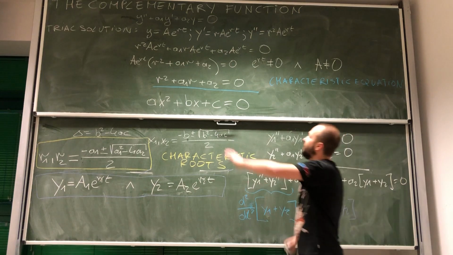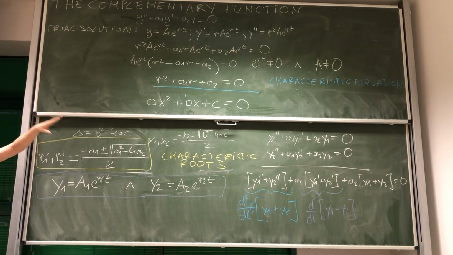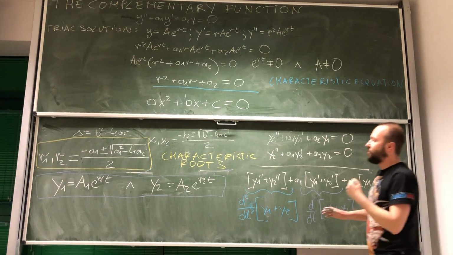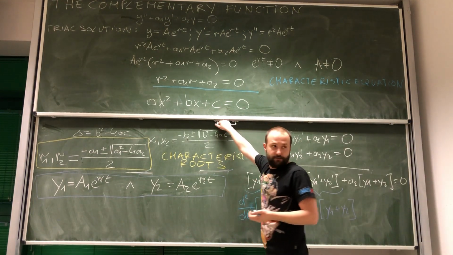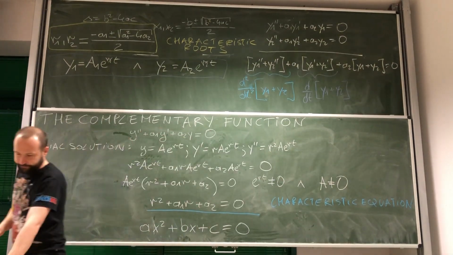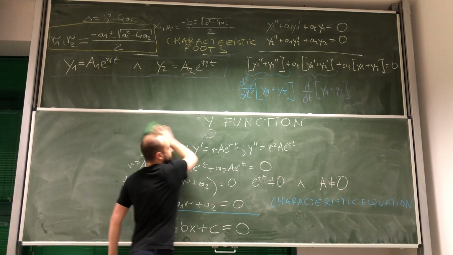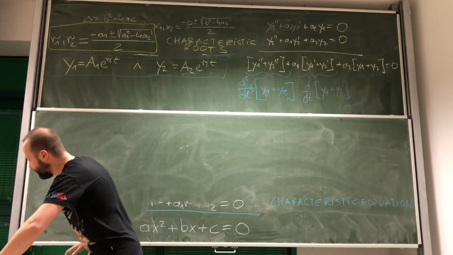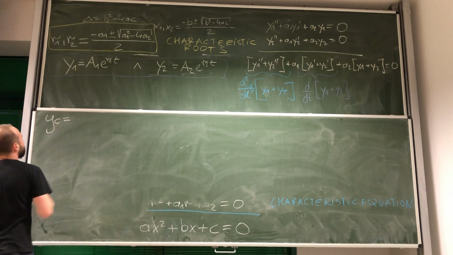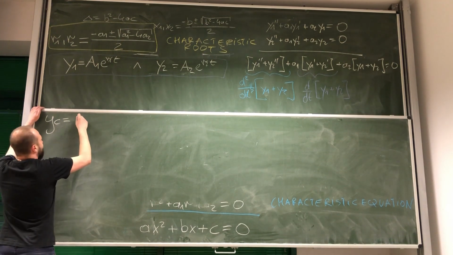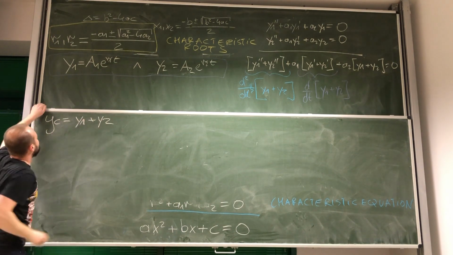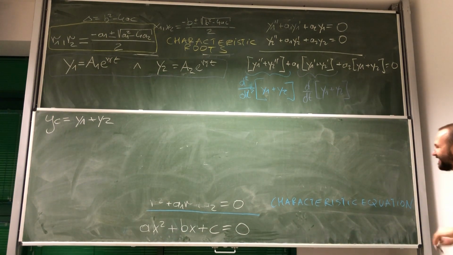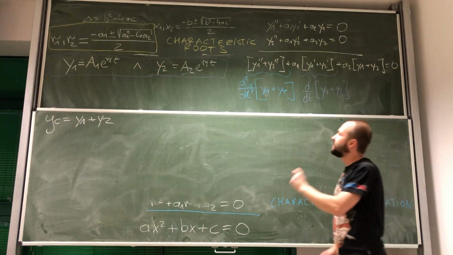Okay, so look, going from here, we finally established what is going to be our complementary function. And the complementary function for this case, yc, is going to be equal to y1 plus y2. So it's going to be a sum of those two y's. However, this is not the end.